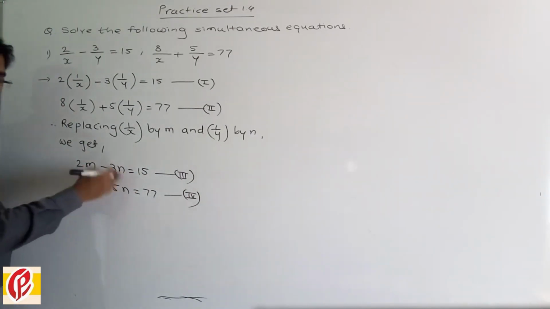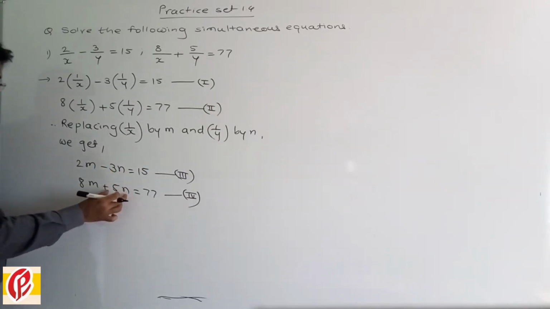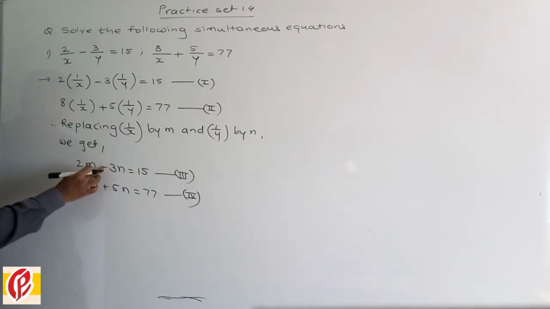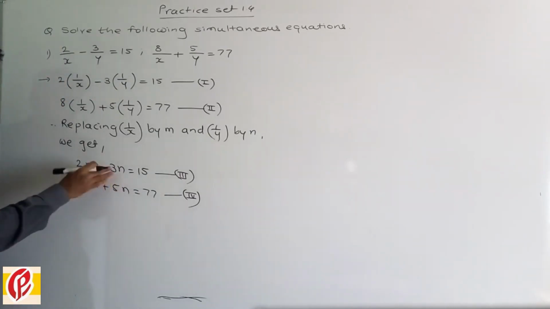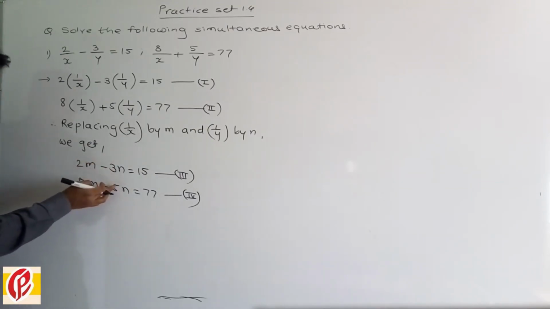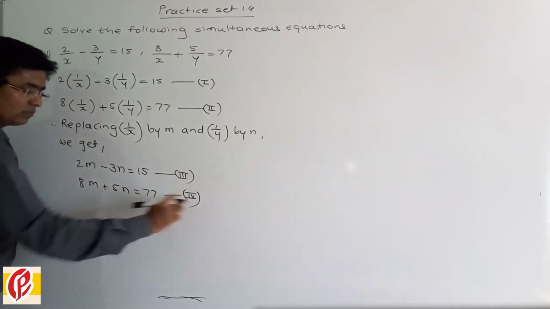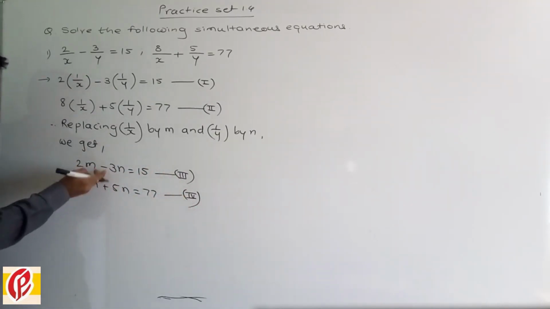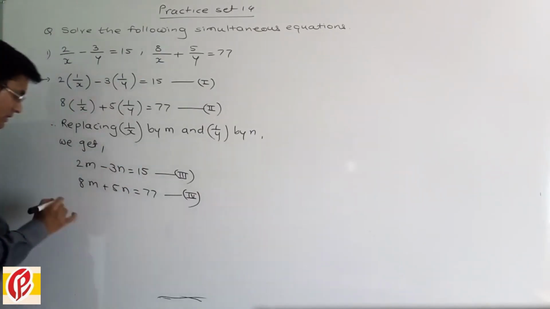So you will have to solve these two equations. Here, minus 3n and plus 5n have opposite signs, but the coefficients are not the same. So you will have to make the coefficients the same. How will you make the coefficients the same? By multiplying the third equation by 5 and the fourth equation by 3. Then opposite signs are there, and then what do we do? We add these two equations.